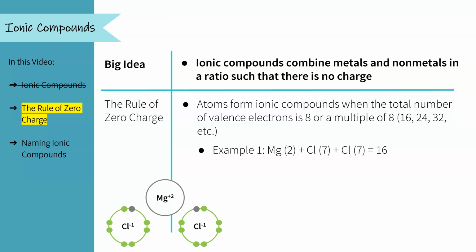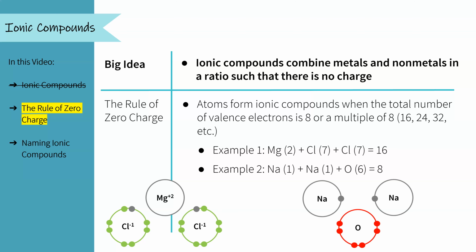Let's look at our other example. The two sodiums in Na2O each have 1 valence electron, and oxygen has 6 valence electrons. When we add those up, we get 8. Here are our initial neutral atoms. Oxygen will take those 2 electrons from the 2 sodiums, and we'll end up with our metals having no valence electrons and a +1 charge, and our nonmetal having a full valence shell, 8 valence electrons, and a -2 charge.